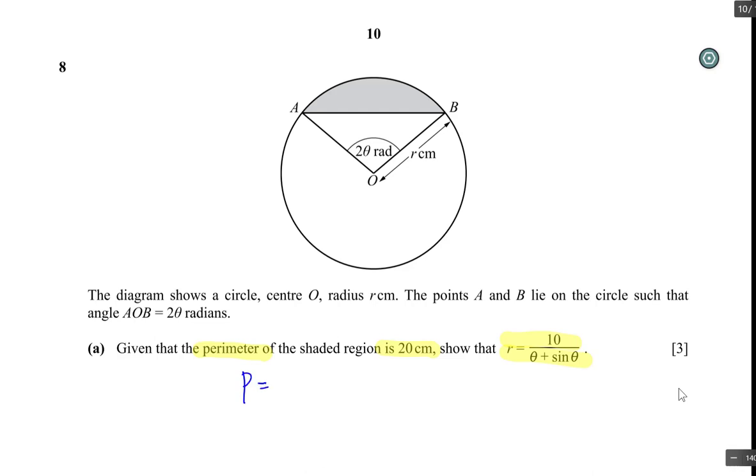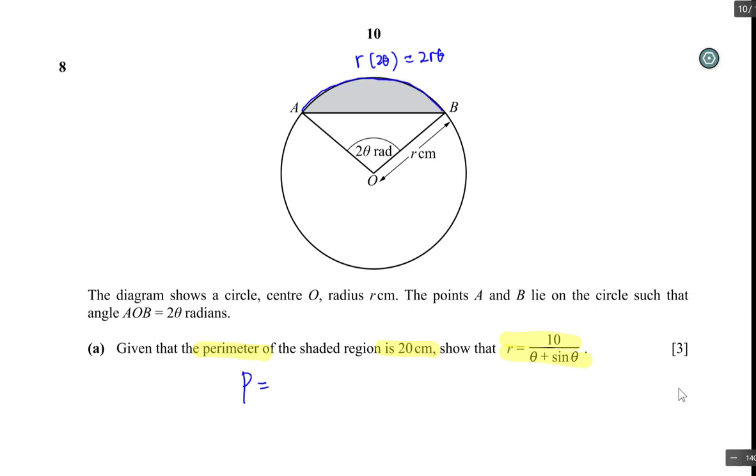Okay, in order to get the perimeter of the shaded region, the arc length is quite easy. We just do s equals r theta, right? But the angle here is no longer theta, it is 2 theta. So this will be r multiplied by 2 theta, so it becomes 2r theta. This is for the arc AB.